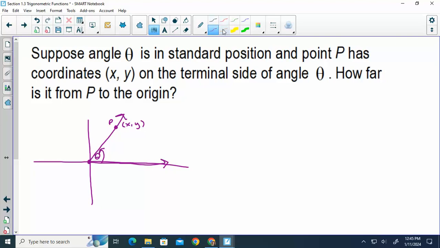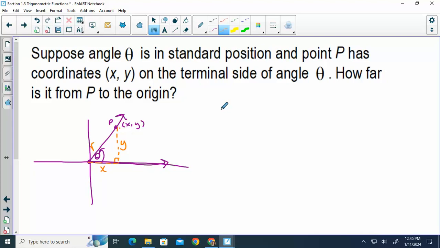If I wanted to find this, we could think of it as a triangle. This would be a right triangle. This horizontal distance would be what? What variable can I label this bottom part with? That's x. The vertical distance is our y. Okay, let's call this side r for a minute.